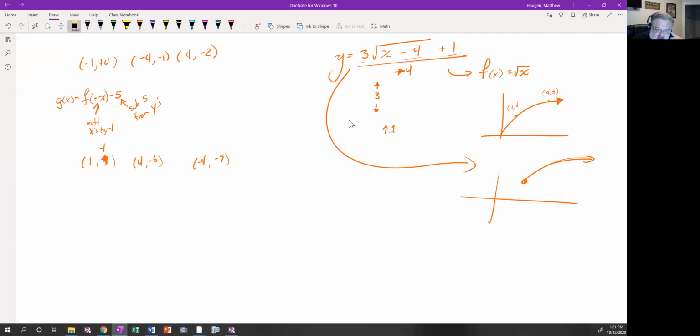And if we wanted to track, like, where's that point? So we knew our domain or whatnot. Well, that point at 0, 0, what did it do? It went that way 4 and up 1. So that point's at 4, 1.